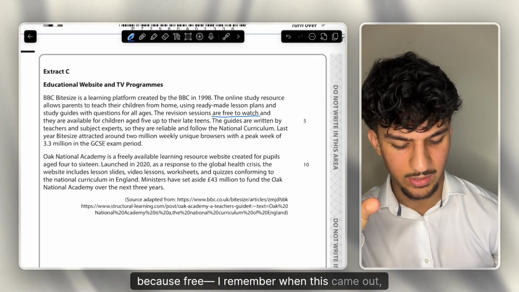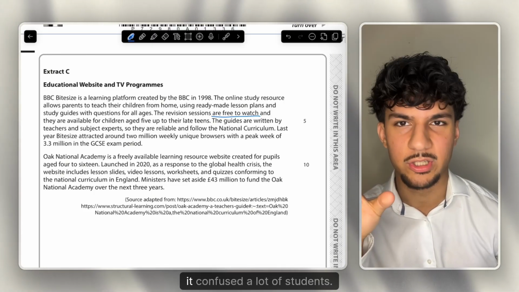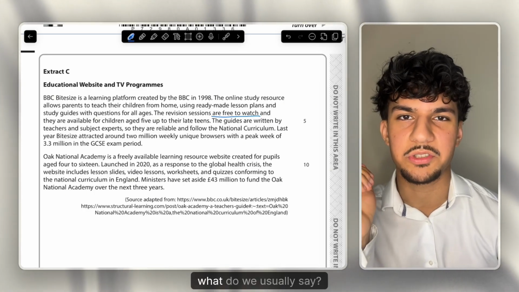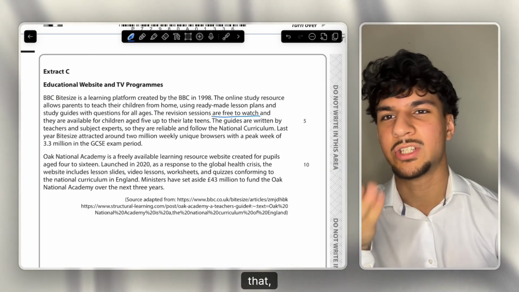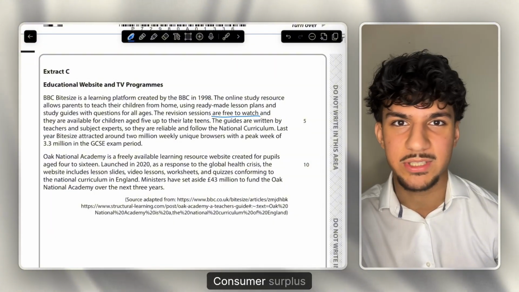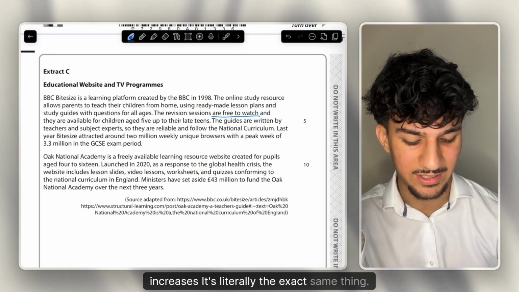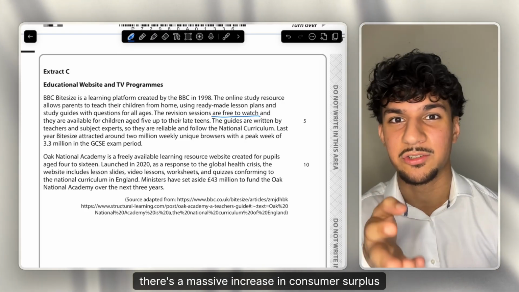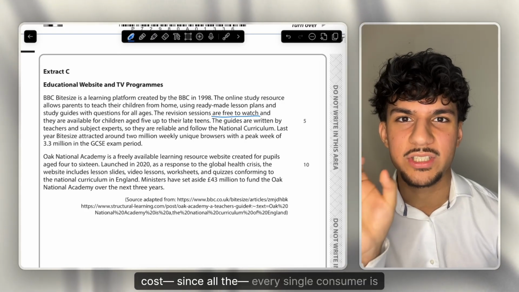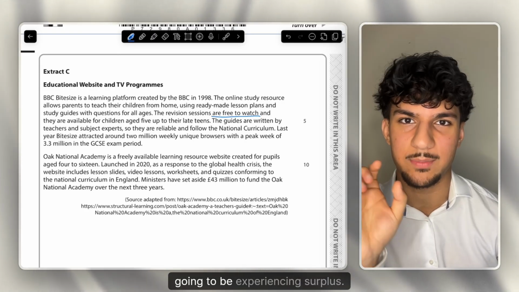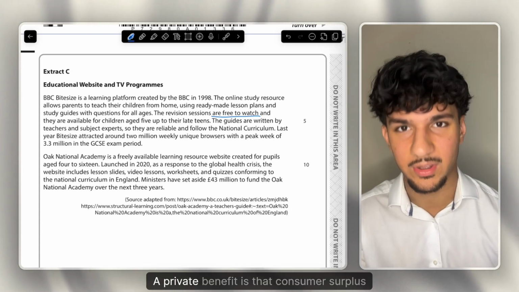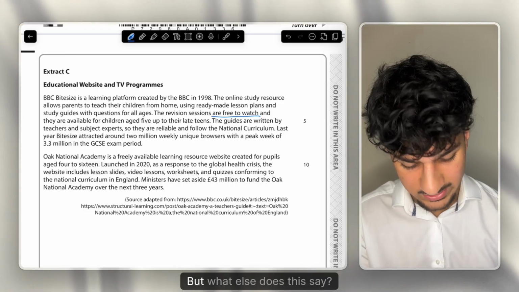I remember when this paper came out, it confused a lot of students, because if price drops from £2 to £1, what do we usually say? We say that consumers are better off. Why? Consumer surplus increases. It's literally the exact same thing. If things are free, there's a massive increase in consumer surplus, since every single consumer is going to be experiencing surplus. So yeah, that's definitely one point you get to also talk about. A private benefit is that consumer surplus increases.